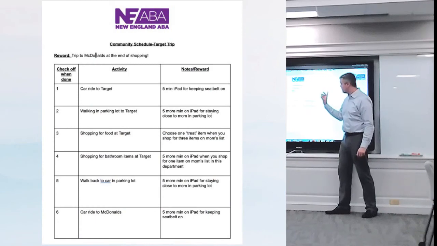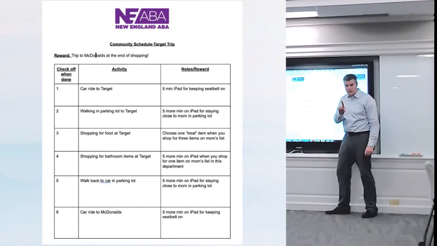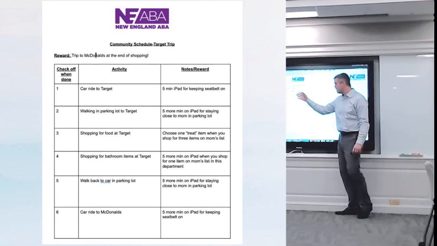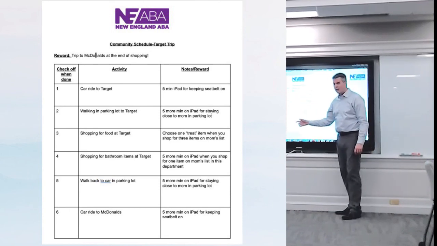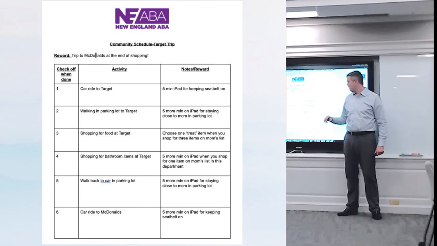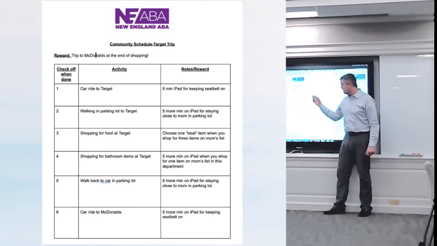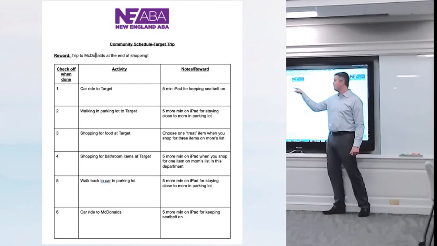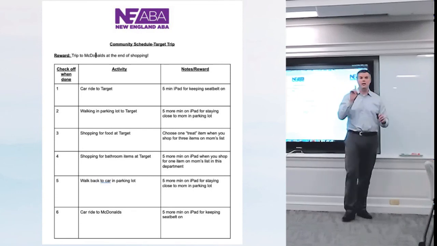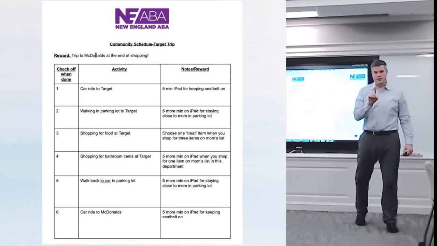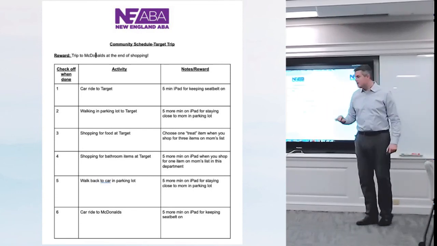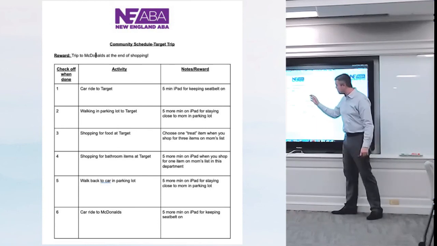So what I'm saying here is that we're going to go to Target. We're going to do multiple things at Target. In this scenario, I'm rewarding each one of these things that I'm doing. And I'm also providing a big reward at the end. So this is an example. Let's look through a little bit of this.